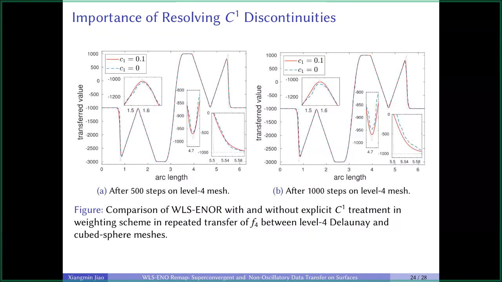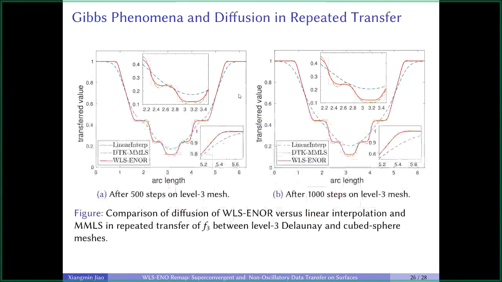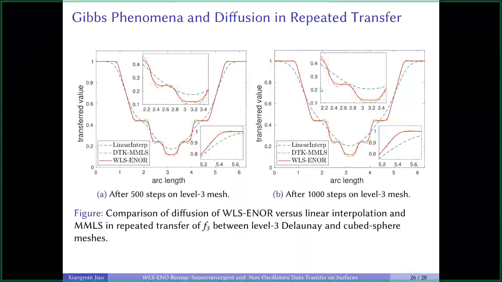And now, compared to other methods for Gibbs phenomena, this is for linear interpolation, right? With one step, nothing will go wrong in one step. And moving least squares in DTK has a slight oscillation, and L2 projection is similar. And radial basis function interpolation is very, very bad in terms of oscillations. Now, in repeated transfer, we only compare the good ones, and linear interpolation is highly diffusive. DTK is always oscillatory, it preserves the oscillations. And WS-ENO, yeah, it's as you expect, it's very good.